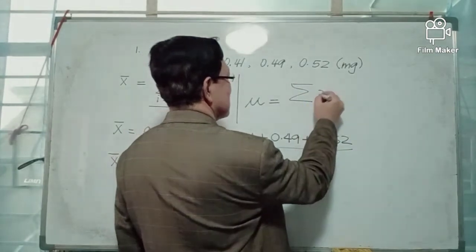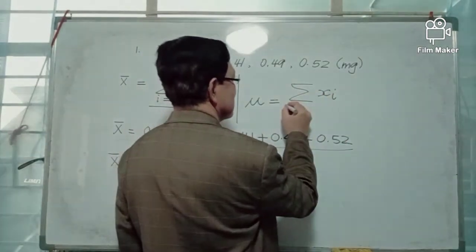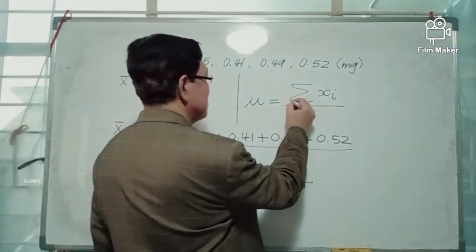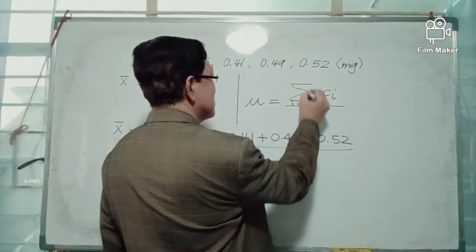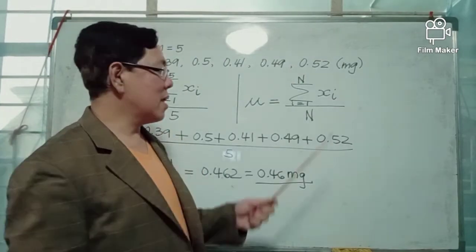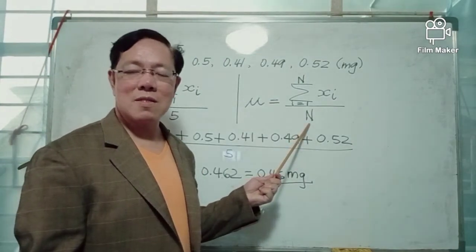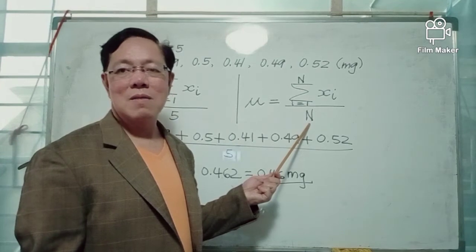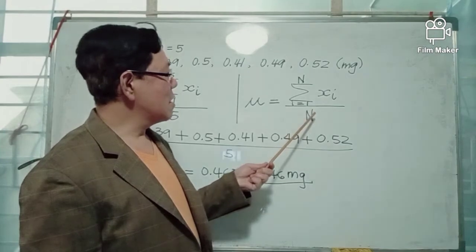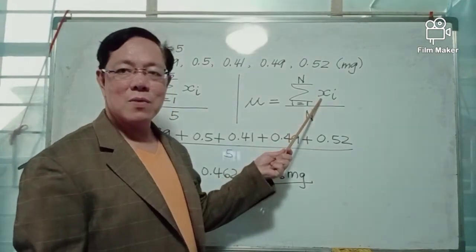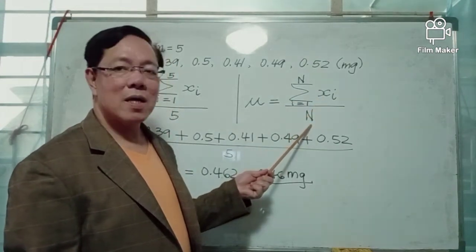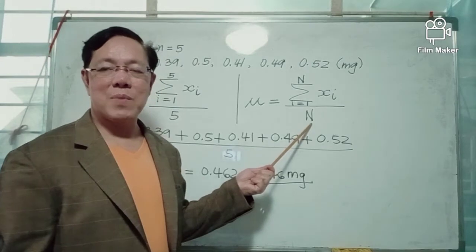Summation of x sub i, where the subscript i goes from 1 to capital N. Capital N now here is the population size, the number of values taken from the population. And the summation of the values from the population, x sub i, is divided by the population size capital N.